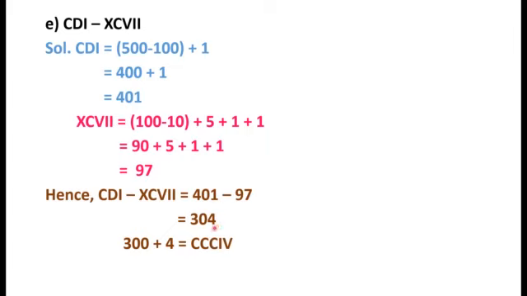Okay, so 304 again we have to convert into Roman numerals. So when we change this into expanded form, it will be 300 plus 4. So for 300 we can write 3 times C, C plus C plus C, that is 100 plus 100 plus 100, and for 4 we can write 5 minus 1, that is IV. Okay, 1 will be subtracted from 5. Okay, then it will come 4, that is written as IV. All right, so children, our answer for CDI minus XCVII equals CCCIV.